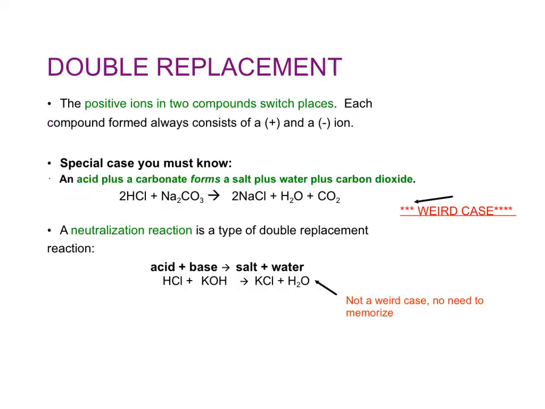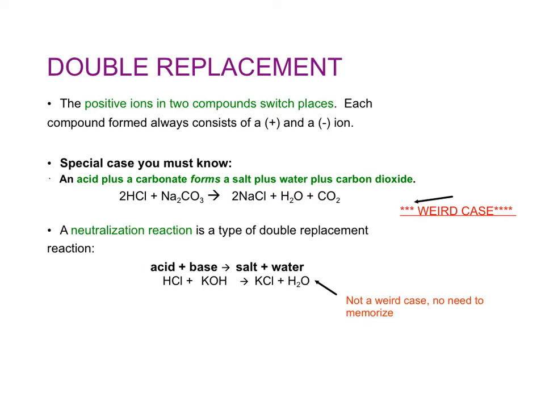So when you do double replacement reactions, you want to be sure that the 2 positive ions switch places so that the compounds you get in the end are still made of a positive and a negative. So you can actually switch either both positives or both negatives, but don't make compounds out of 2 negatives or 2 positives. There is a special case you need to know.